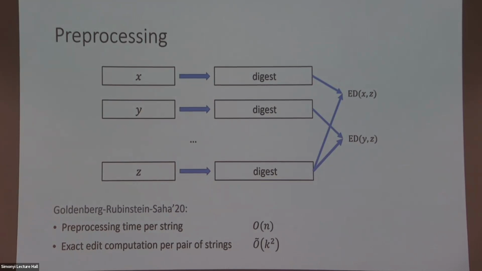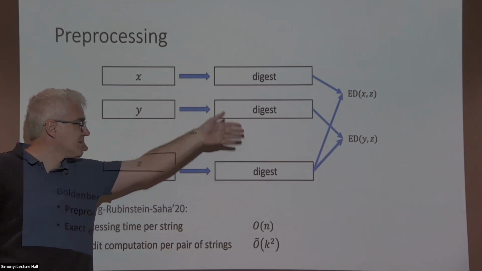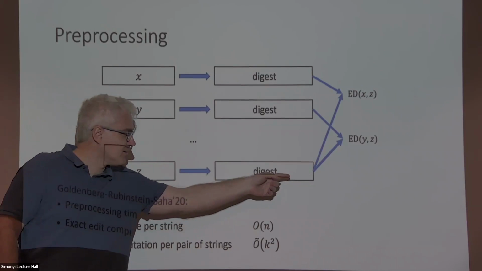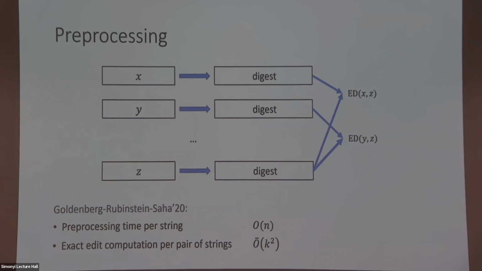And it's based on this n plus k squared algorithm, where you do the pre-processing into digests, and then you do the actual computation. How long are the digests? Right. They are linear, because you have to prepare a hash table for every substring of your string. So the digests over here are linear size, and that's the issue.